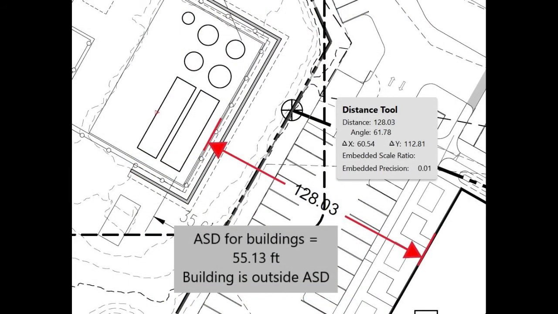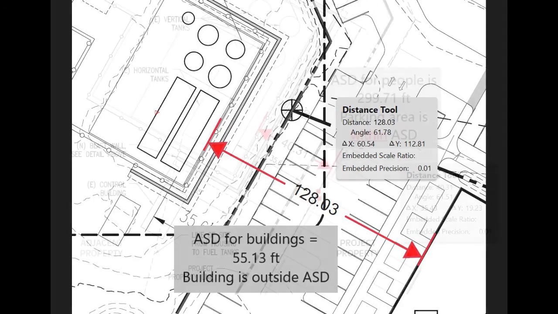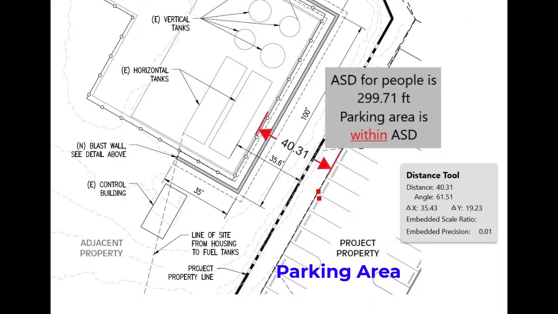After calculating the acceptable separation distance, we review the site plan to determine whether the project's buildings and area where people congregate are outside the separation distance. We can see that the building is outside the acceptable separation distance. The parking lot area, however, is inside of the acceptable separation distance, meaning that the parking lot is within the danger zone for people. Therefore, the project requires mitigation.